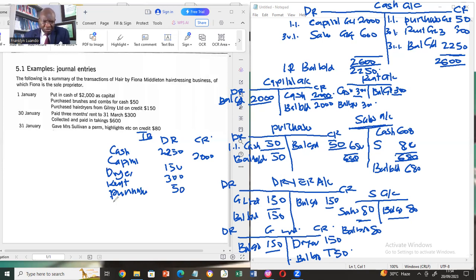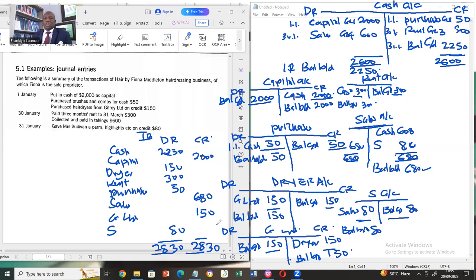And sales, we have credit balance. Sales here is this one, credit 680. And then we have J Limited, who provided a dryer. The balance is 150. And then we have Mrs. S, who got goods on credit. The balance is 80. So if we have done a good job there, the trial balance will agree. The total here is 2830, and the total there is 2830. So it means that we have done a good job because the trial balance has agreed.